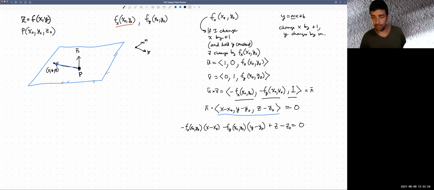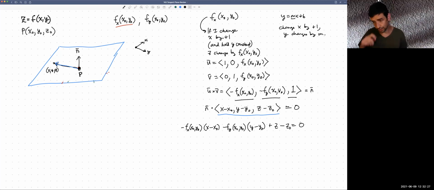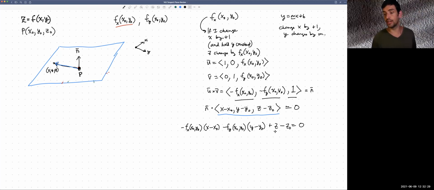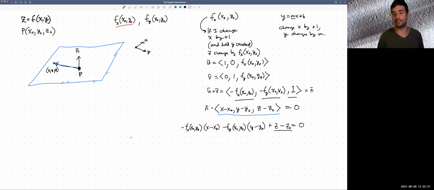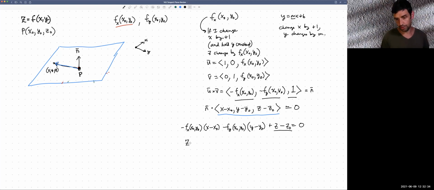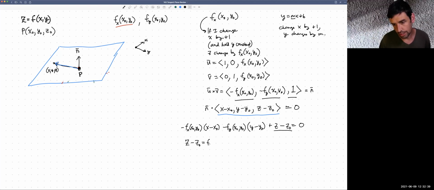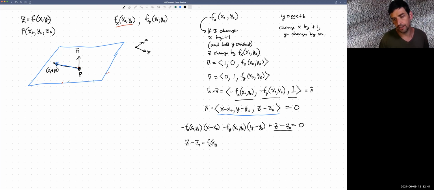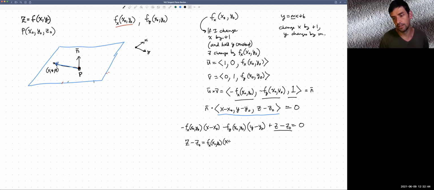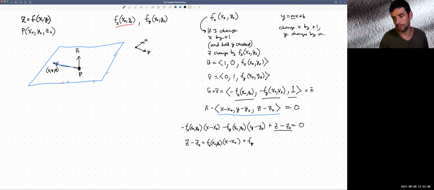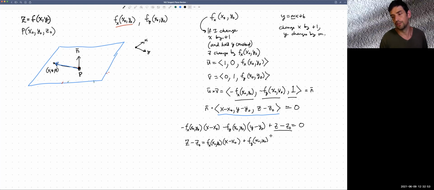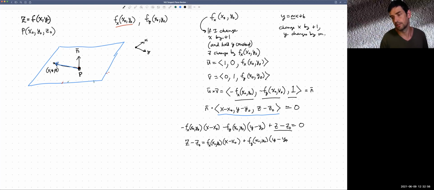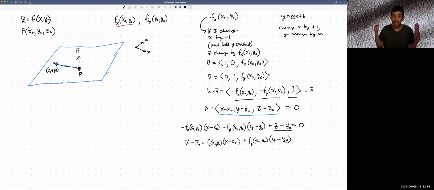Just to clean things up a little bit, I'm going to add everything over to the right-hand side that's negative, except I'm going to leave the z minus z naught on the left. And so we get this form. Z minus z naught is equal to, now this is positive because I've added it over. And I get this nice formula for the tangent plane, right? And there it is.